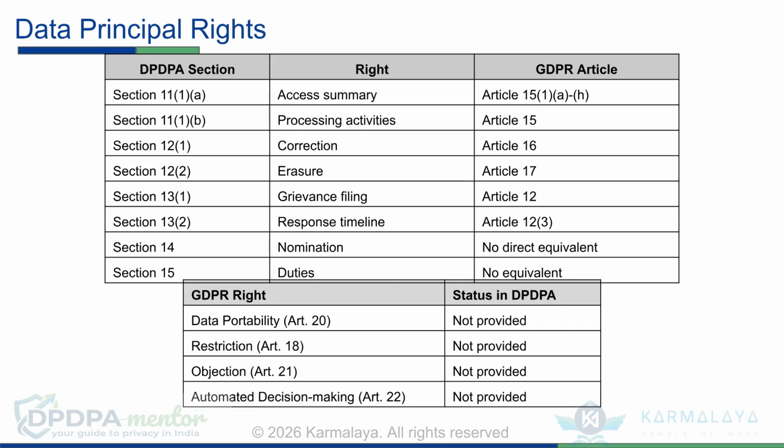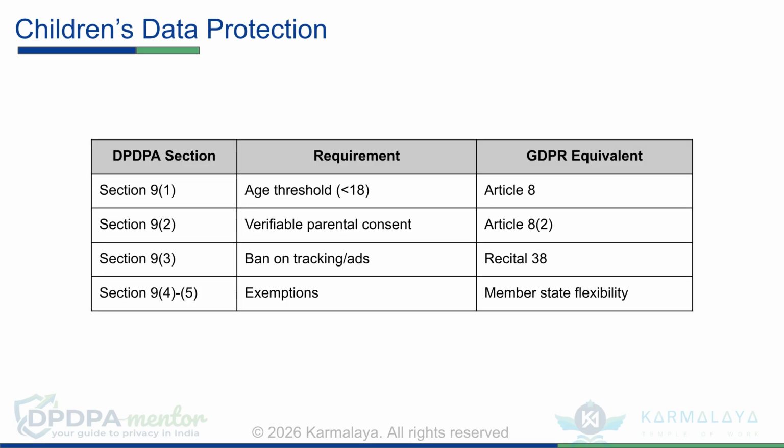Data principal rights under Sections 11 to 13 provide mechanisms for access, correction, and erasure, which generally align with GDPR. Note that some GDPR rights, like portability, are not currently provided in the DPDPA. For children's data, Section 9 sets an age threshold under 18 and mandates verifiable parental consent, aligning with the principles found in GDPR Article 8. Both regulate consent for children, but DPDPA requires verifiable parental consent for under 18 processing.